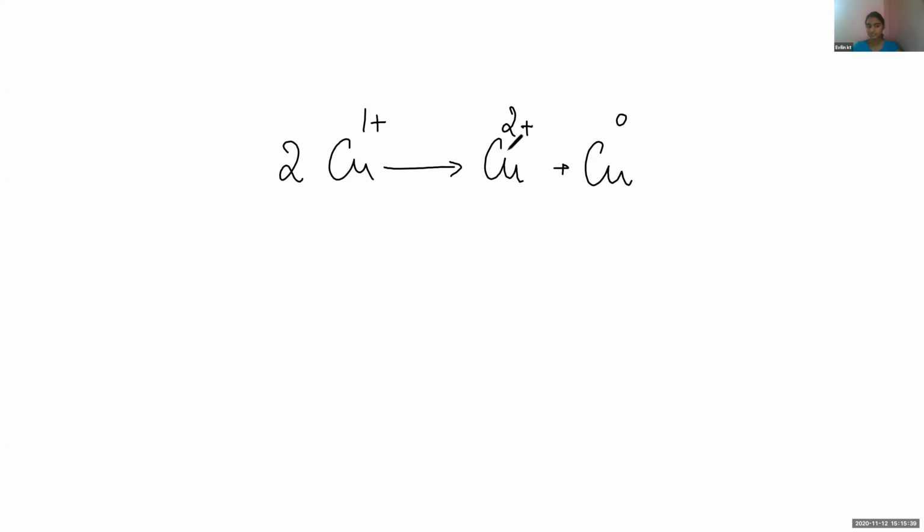Now you take a Cu plus 1. What happens to Cu plus 1? Cu plus 1 is changed to Cu plus 2. Is it oxidation or reduction? You say, Evelyn. It is oxidation, there is an increase in the oxidation number.